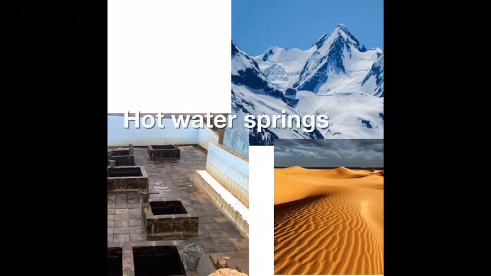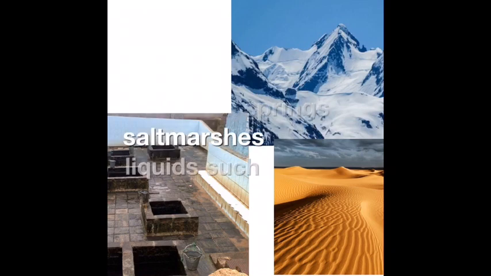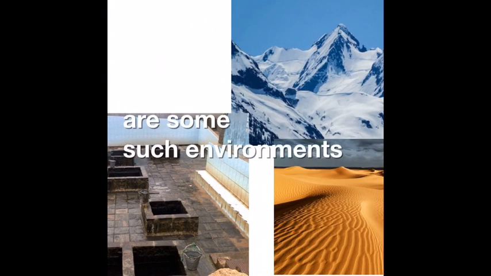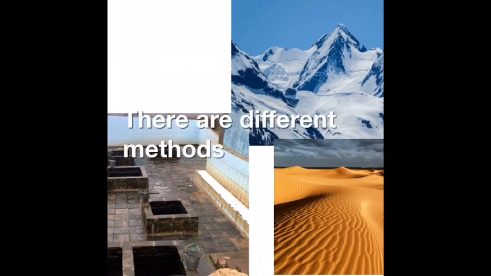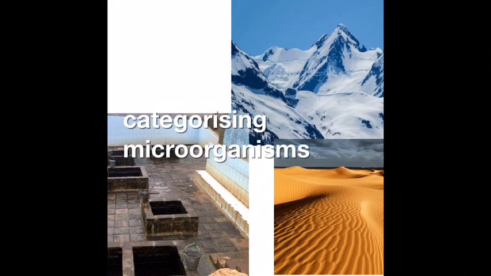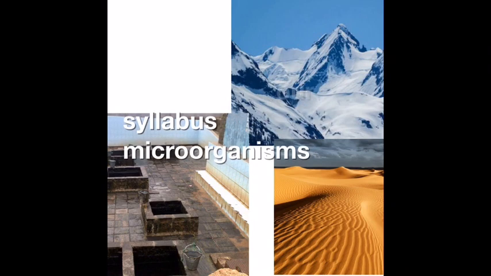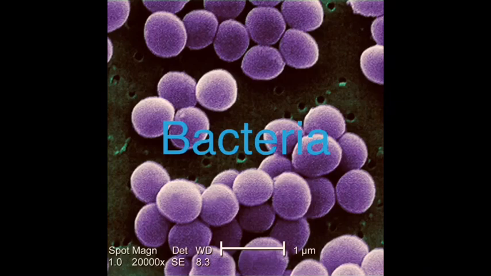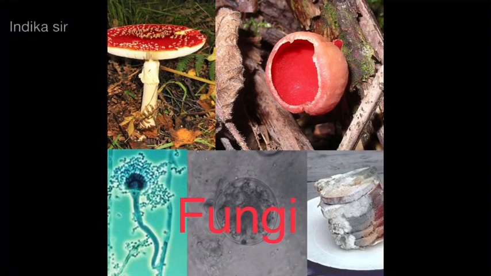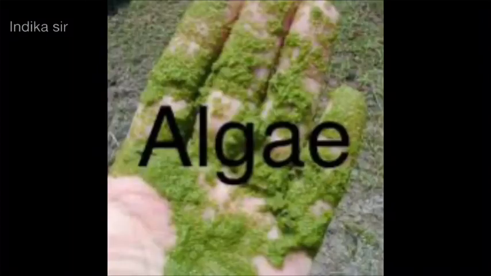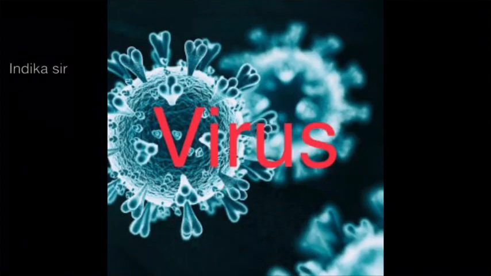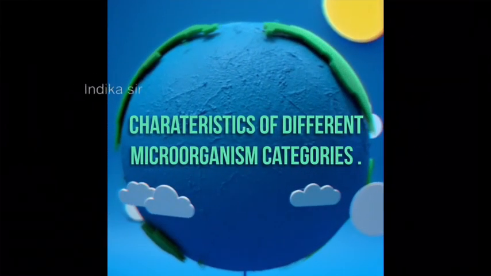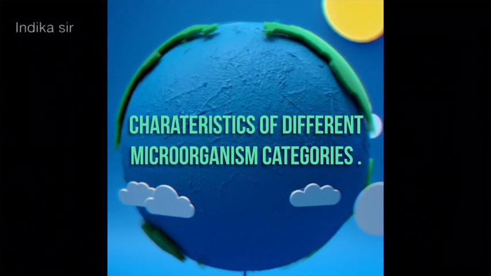Hot water springs, salt marshes, and liquids such as petrol and diesel are some such environments. There are different methods of categorizing microorganisms. According to our syllabus, microorganisms can be categorized into groups such as bacteria, fungi, protozoa, algae, virus. Let's see the characteristics of different microorganism categories.